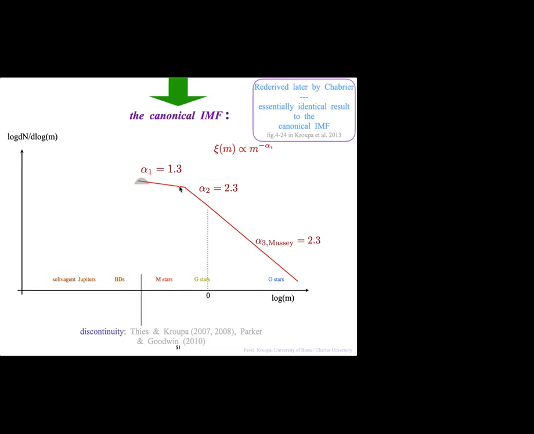Brown dwarfs are a separate population. There are these papers which I cannot discuss here now. But the brown dwarfs form a separate disjoint population from the stars. So the stellar distribution turns over and decays.